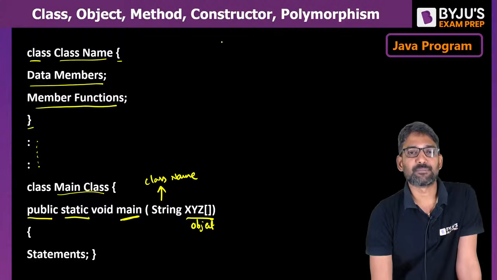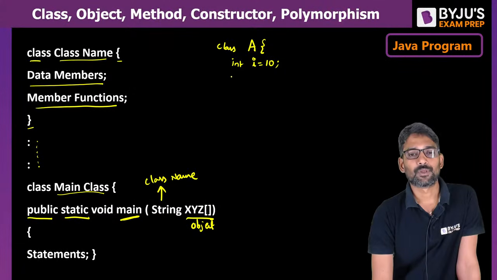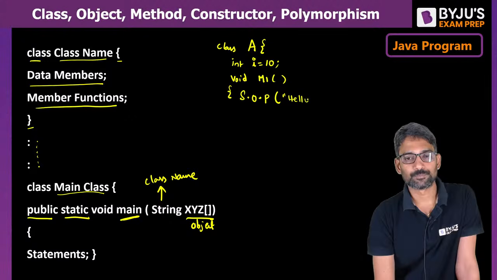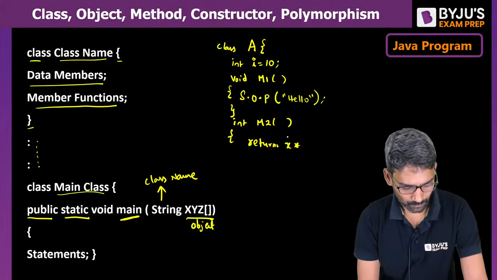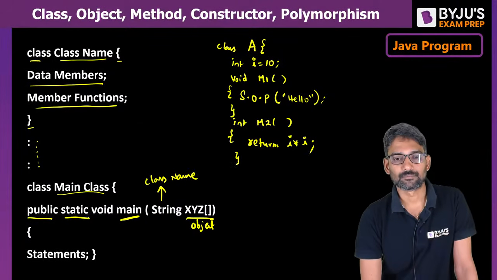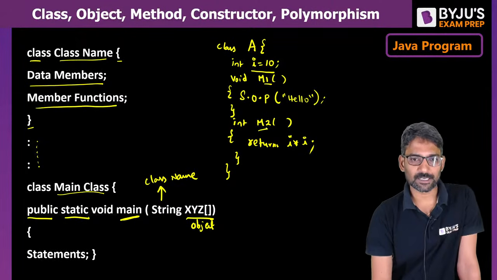So here let me write an example program, guys. Class A: int I is equal to 10; void m1, system.out.print hello; int m2, return I multiplied by I. Class is over. So what have I defined in the class? One data member, one variable, and two methods.